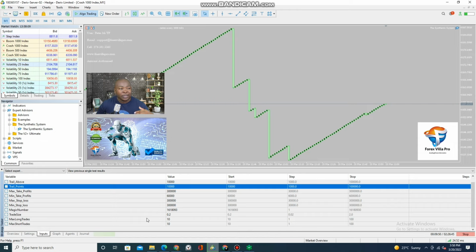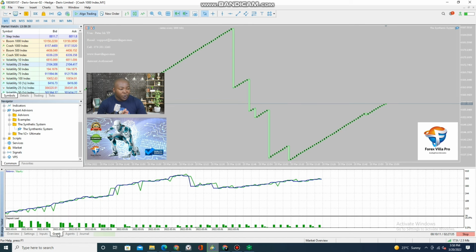So the thing that I was talking about when I was talking about TP1 and TP2, we understand is max take profits and minimum take profits, and max stop loss and minimum stop loss, and the magic number, trade size, and the number of buy positions and the number of sell positions. You understand? So that's it right there that you need to know. And then the graph, look at where we are with the graph.